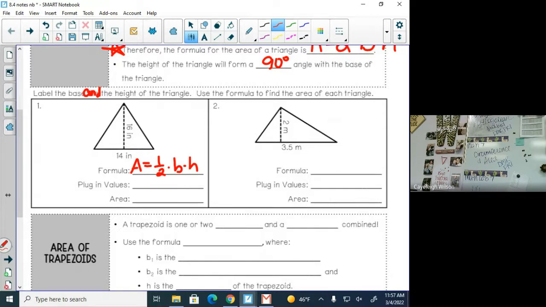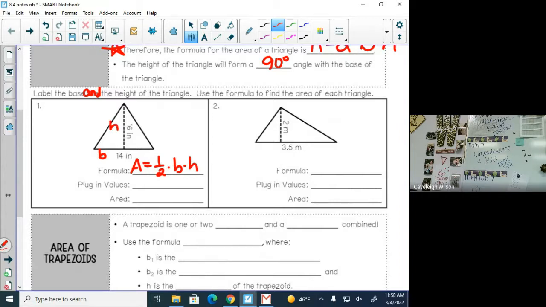So Deontay, what is the base of this triangle? 14, because it's the bottom, it's that foundation it's sitting on, base. Okay? Rowan, what do you think the height of this triangle is? 16. The 16, because the height is straight up and down. It wouldn't be a slanted line. So this is my H.